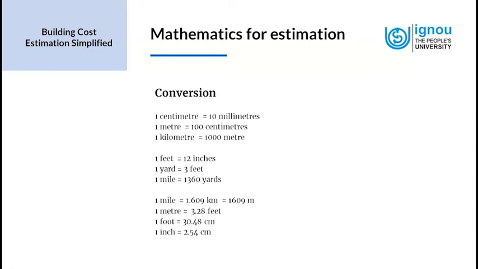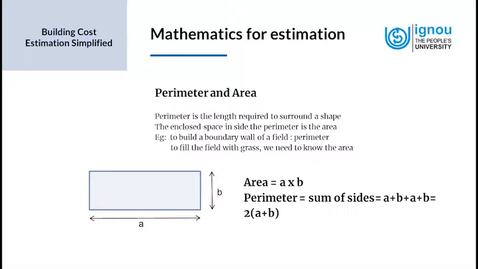The relation between meter and feet is 1 meter is equal to 3.28 feet. The relation between foot and centimeters: 1 foot is equal to 30.48 centimeters and 1 inch is equal to 2.54 centimeters. So these are very handy measurement charts which we can use when we need to convert one value from one unit to another. The concept that we next introduce is perimeter and area.